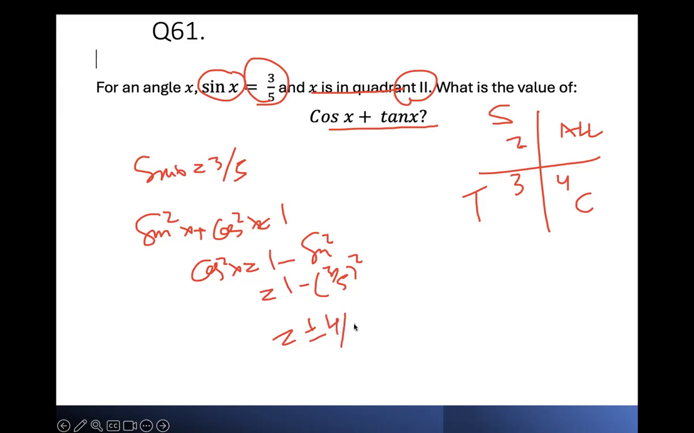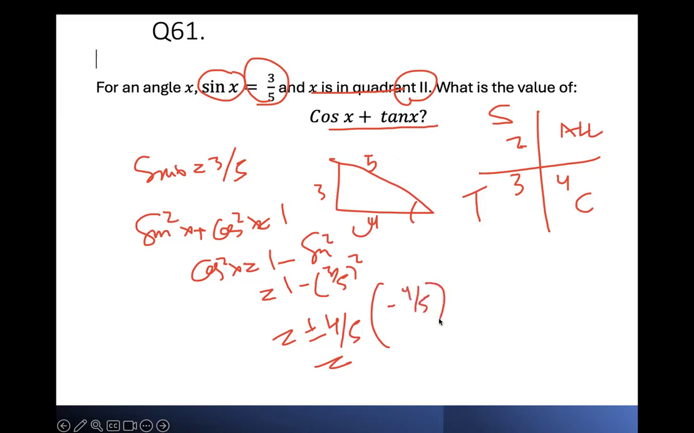4 over 5. Or you can use the triangle. You don't have to go this pathway. You can do the other pathway. If this is sine, opposite over hypotenuse, the adjacent has to be 4. And therefore, you can find the cosine. You can do the same thing, or you can use this formula. That's where it came from. But in quadrant 2, cosine is negative. So make sure you pick minus 4 over 5.